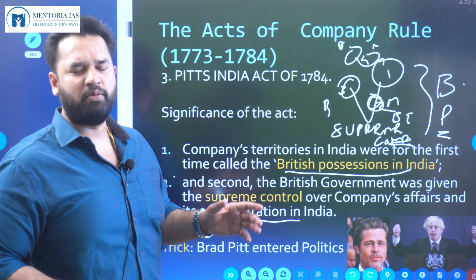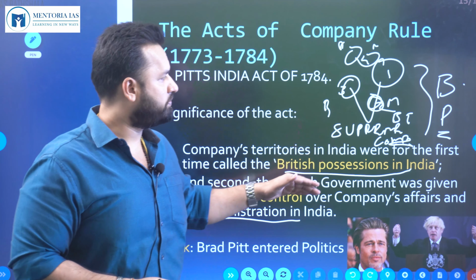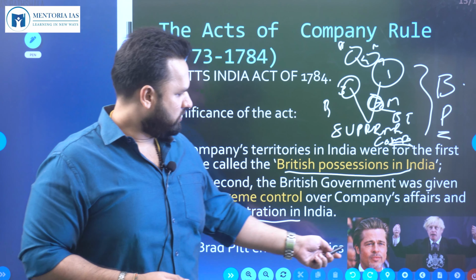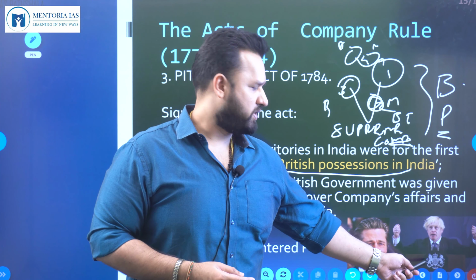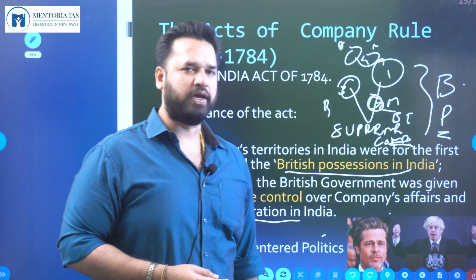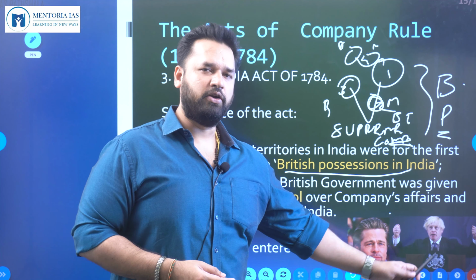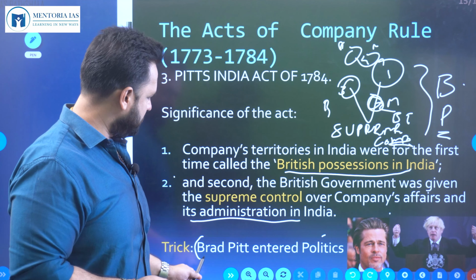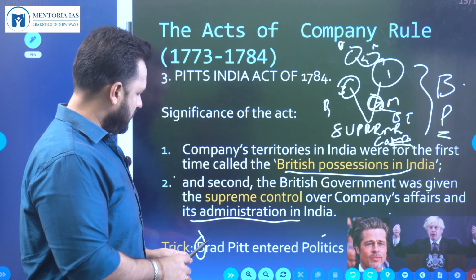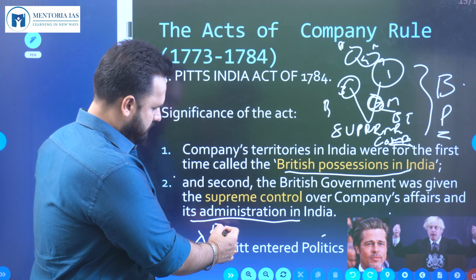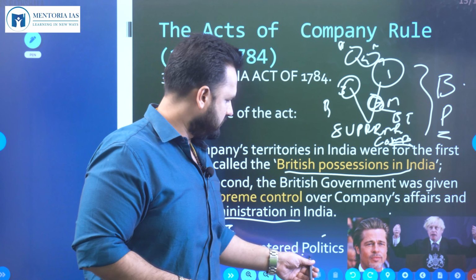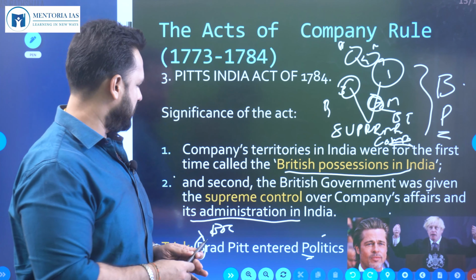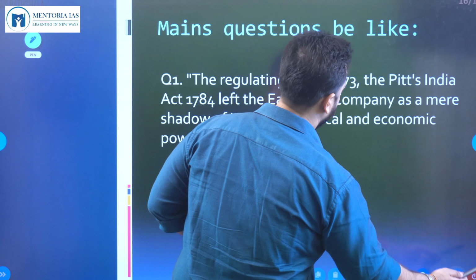Okay, what is the trick to remember all these things? There are a lot of things in the Pitt's India Act. How do you remember this? Who is this guy? He's Brad Pitt, right? And this guy is Boris Johnson, the PM of UK. So Brad Pitt entered into politics. What is this Brad Pitt? B stands for Board of Control. Pitt is Pitt's India Act. Politics is dual politics. That is why you remember this one.